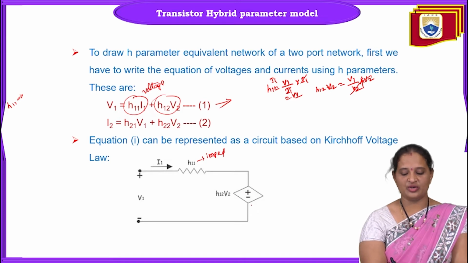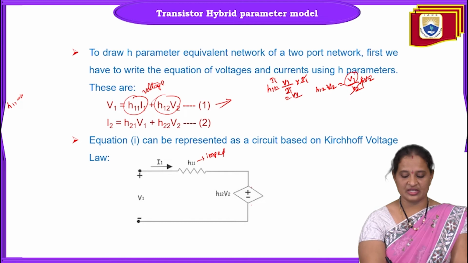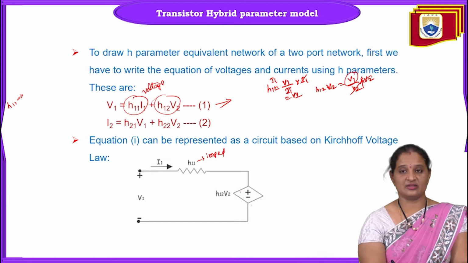Whereas H12 into V2, what is the equivalent of this? This is a voltage, so I am representing this as a dependent voltage source. That is why it is represented like this. This symbol indicates that the source is dependent. So H12, what is the magnitude of voltage here?